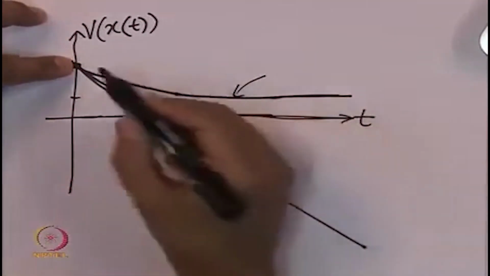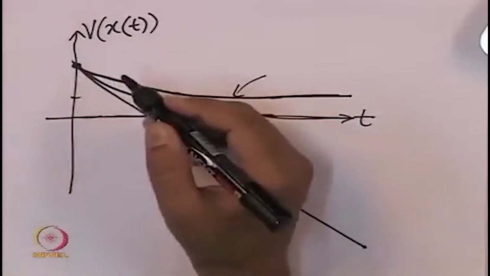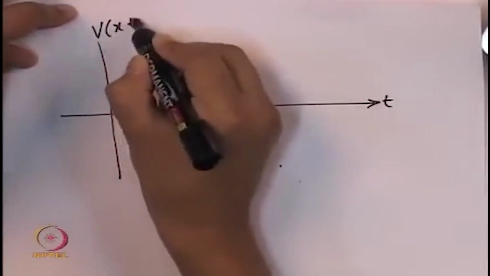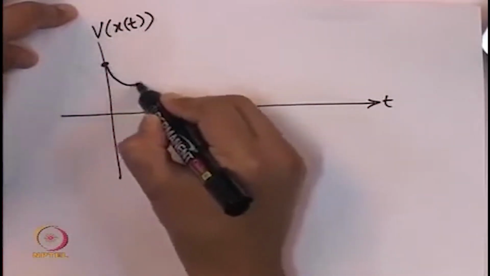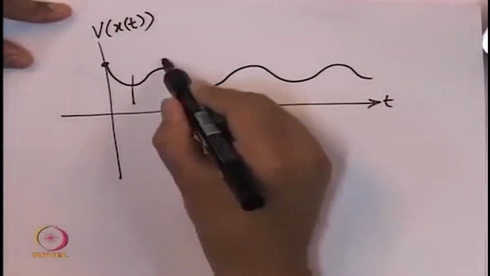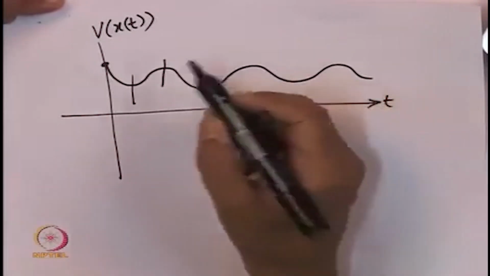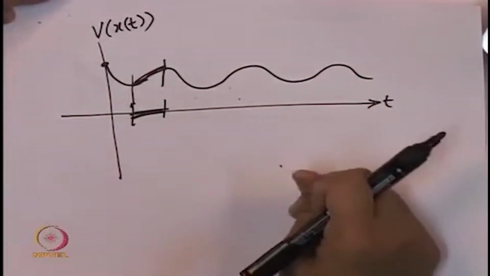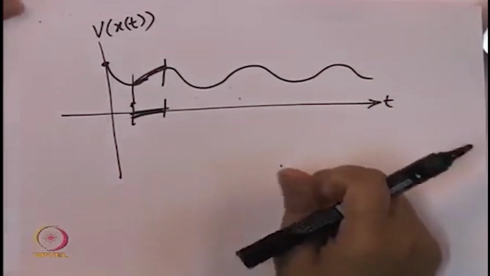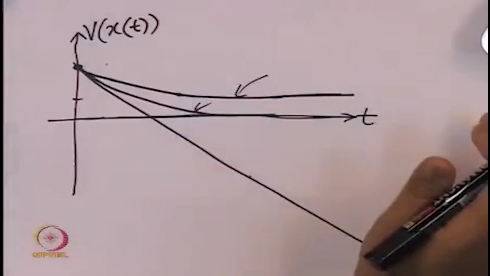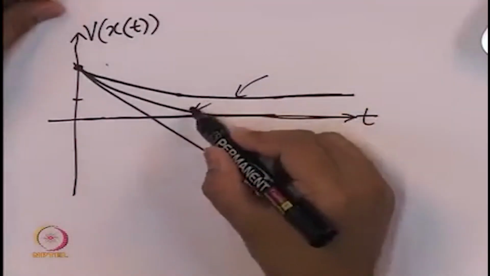Also, of course, it is not possible that v of x oscillates. Why is this not possible? Because here is a region where v dot is positive, but we know that v dot is always less than 0, it is monotonically decreasing. If it is monotonically decreasing, such oscillations are already ruled out, hence we are dealing with one of these three cases.